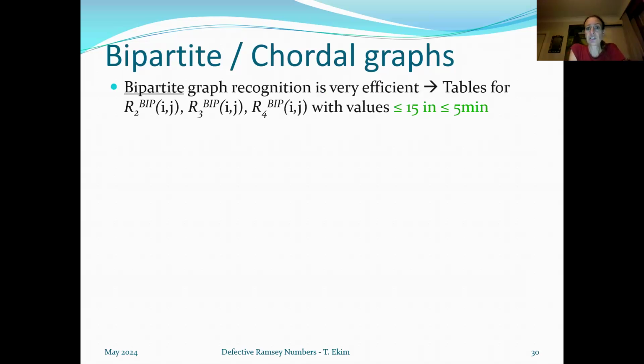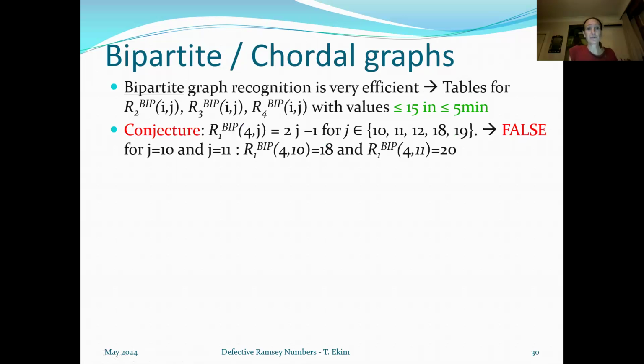Bipartite graph recognition is very efficient. You simply need to start from a vertex and label all its neighbors minus, and then the neighbors of these plus, and so on, right? So I'm not gonna show the tables, but we could obtain tables for our 2, 3, 4 with all values up to 15 in less than 5 minutes. So here we could even enlarge these tables more. It goes very fast.